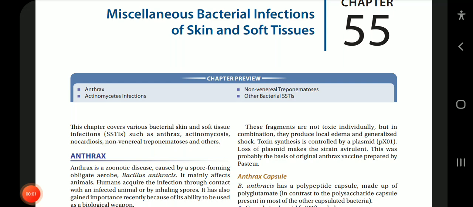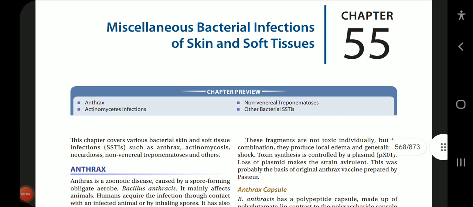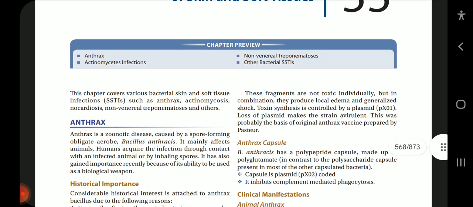Okay, now let us start with chapter 55 of Apurba Sastry's Essentials of Microbiology, which is about miscellaneous bacterial infections of skin and soft tissues. In this chapter, we will be previewing anthrax, actinomycetes infection, non-venereal treponematosis, and other bacterial SSTIs. In this video, we will be covering anthrax and actinomycetes infection, while the non-venereal treponematosis and the other bacterial SSTIs will be covered in the subsequent videos.